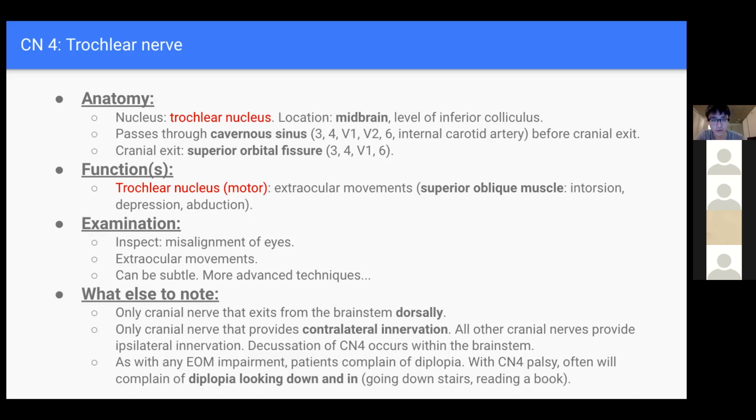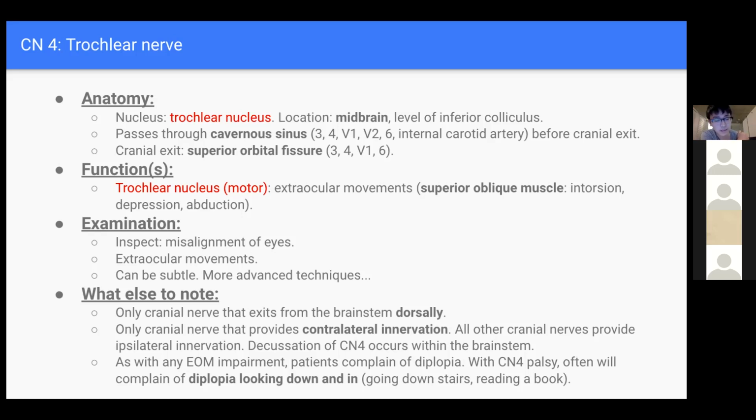The function is very simple. It controls a single muscle, one of the extraocular muscles, the superior oblique muscle, which does three things, which you should know: intorsion of the eyeball, depression, and also abduction. So in terms of examination, it's pretty similar to CN3. I mean, 3, 4, 6, you essentially examine them together, where you look at the alignment of the eyes and you do the extraocular movements.